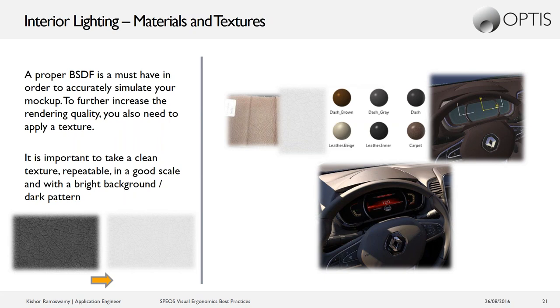This is done by first getting a scan or a BSDF of a certain material, and then taking a picture of that material. And then the picture can be used as a texture and applied to the material. There's several things to take into account when you're creating a texture, and some of those include having a very clean image and a repeatable pattern. This repeatable pattern will avoid sharp transitions between repetitions of the texture, and also a bright background can help with improving the quality of the texture.